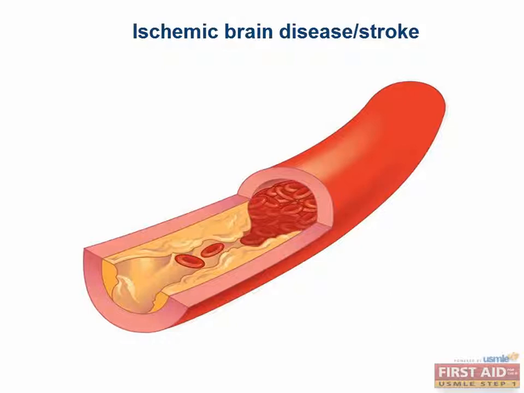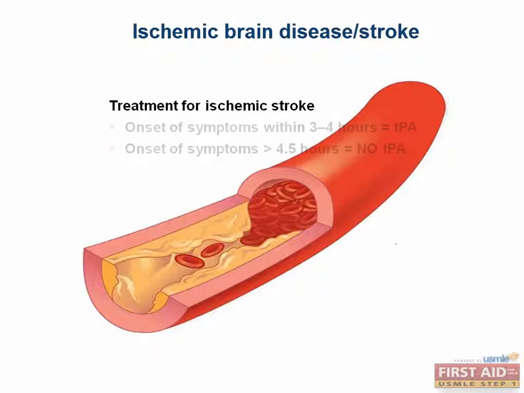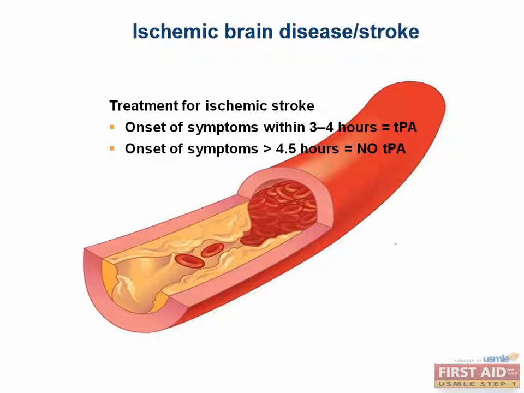An infective valve can shoot off emboli to the brain. A deep vein thrombosis can travel through a patent foramen ovale to the left heart and travel to the brain. Now, what is the treatment for ischemic stroke? The treatment for ischemic stroke is to give TPA, but this is only if the onset of symptoms occurred within 3 to 4 hours. After 4.5 hours, the risk of an intracranial bleed with TPA outweighs the possible benefits. You should definitely remember that time course.